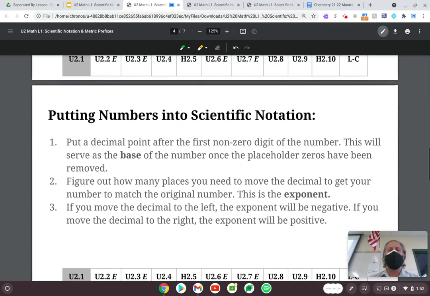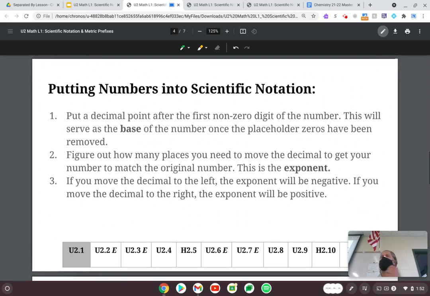Now, when you put things into scientific notation, there are some pretty simple rules about it, and you may have been taught a couple of different ways how to do this. Most ways are correct, but here's how we're going to attack it. If you're looking at a really big number or a really tiny number, you locate the first non-zero digit, and then you put a decimal after it. Once you've done that, you now have your base number. Then you figure out the number of places you need to move the decimal to get the number to match that original value, and this becomes your exponent.